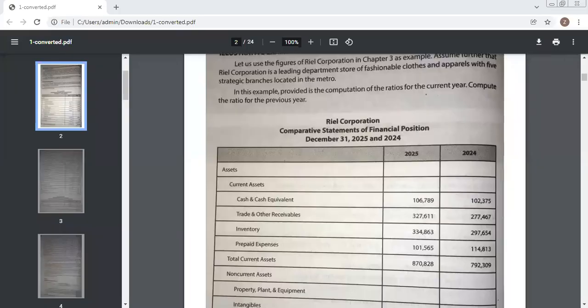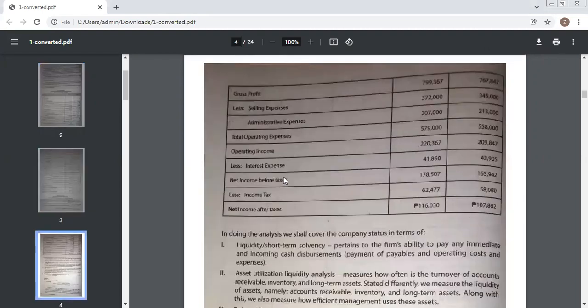So this is the Real Corporation and its comparative statement of financial position. Let's start with ratio analysis. What is ratio analysis? Ratio analysis is a way to avoid the problems associated with comparing companies of two different sizes, by using financial ratios. Such financial ratios are ways of comparing the relationship between two or more financial items.